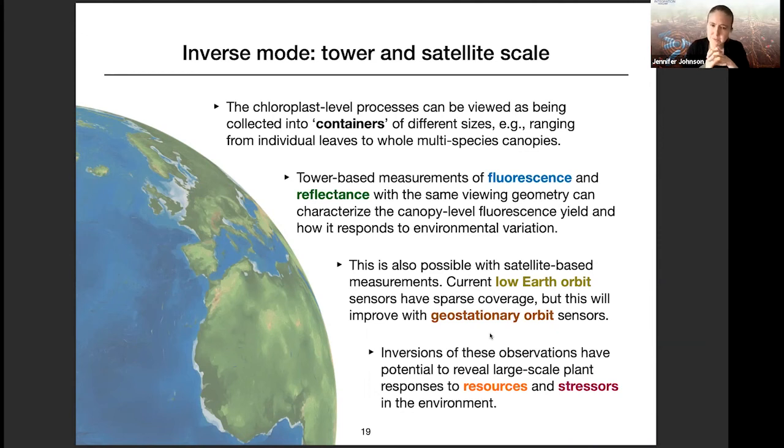At the moment, it's possible to replicate this to some extent with satellite measurements. The current fluorescence capable satellites are in low Earth orbits and they have relatively sparse coverage, but this is expected to improve dramatically with upcoming geostationary sensors. And one of the exciting and, I think, important applications of these observations is to reveal large-scale plant responses to environmental resources as well as stressors.